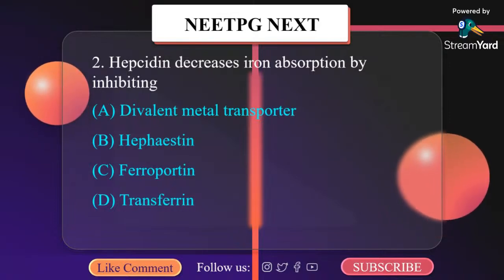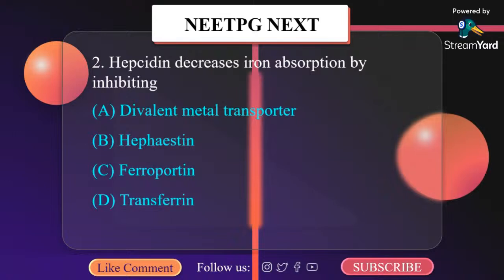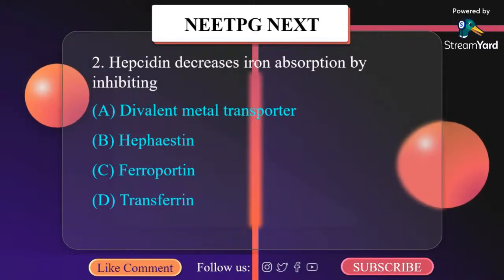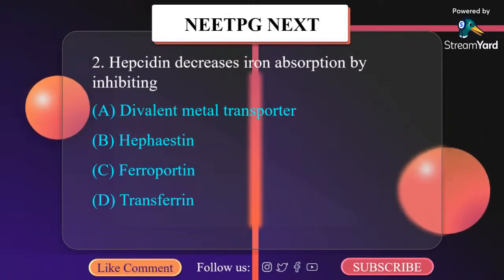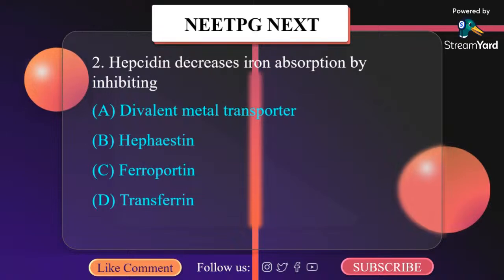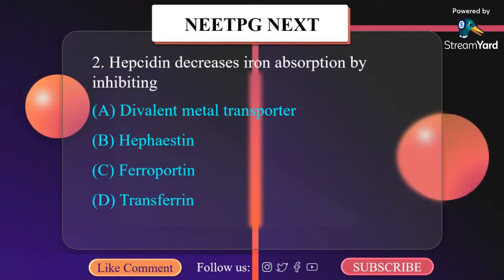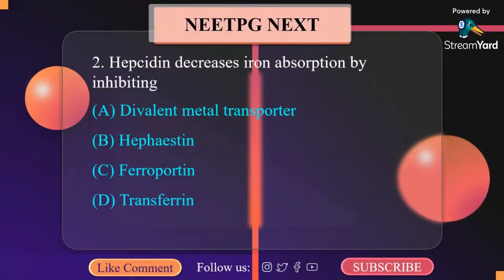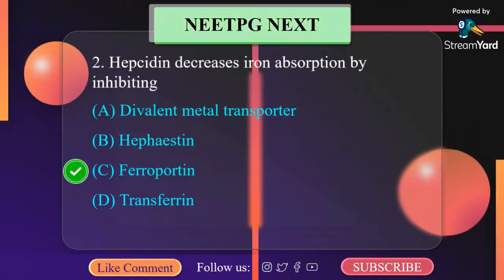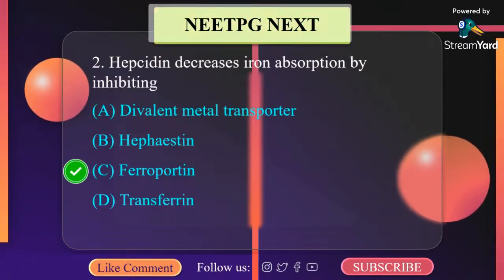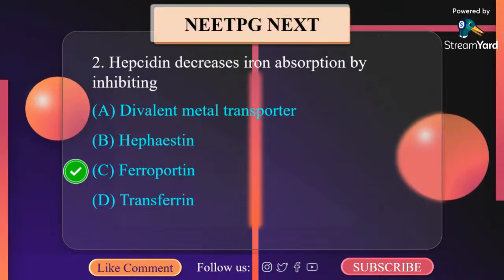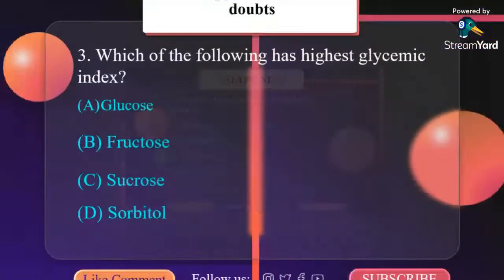Increased hepcidin will lead to anemia. Decreased hepcidin leads to iron overload. Hepcidin synthesis and secretion by liver is controlled by iron stores within the macrophages, inflammation, hypoxia, and erythropoiesis. It is ferroportin. Let's move to the next question.